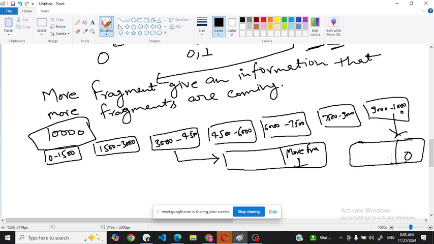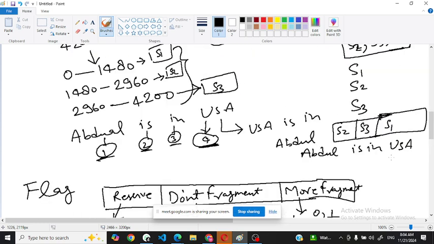Yes, sir. Abdul, is it clear for you also? Yeah. Subhajit, Ravi Shankar? Yes, sir. Understood, sir. Clear, sir.